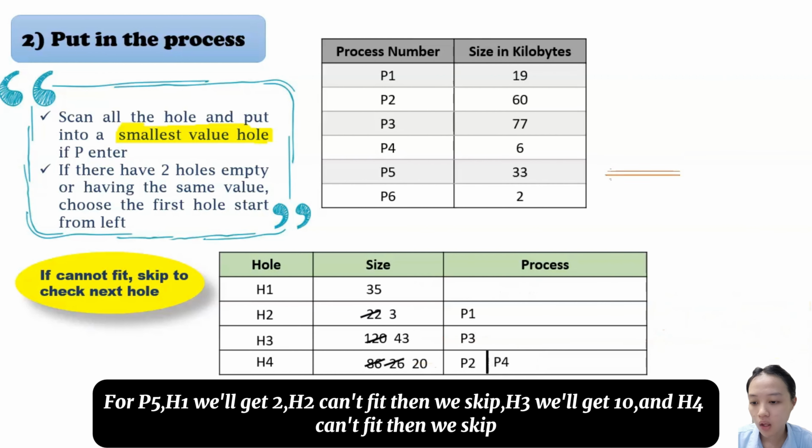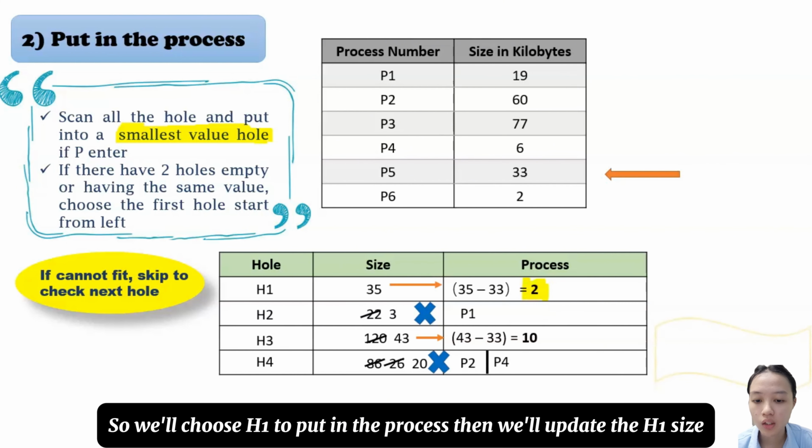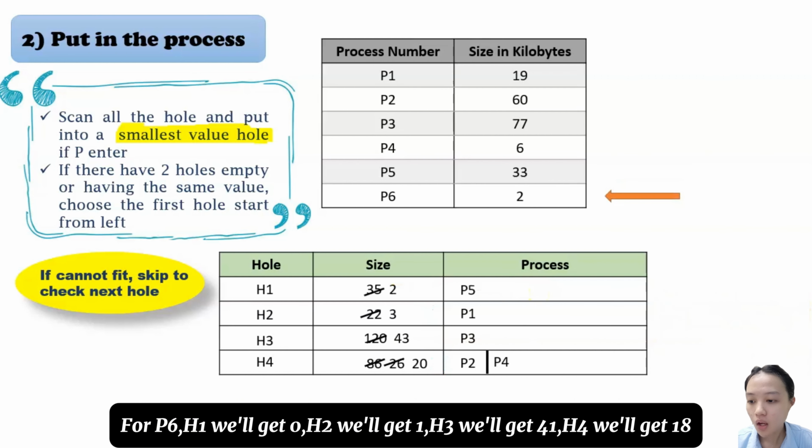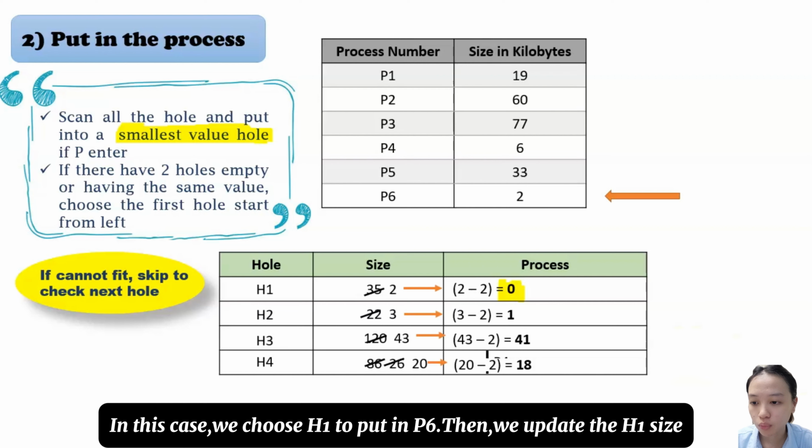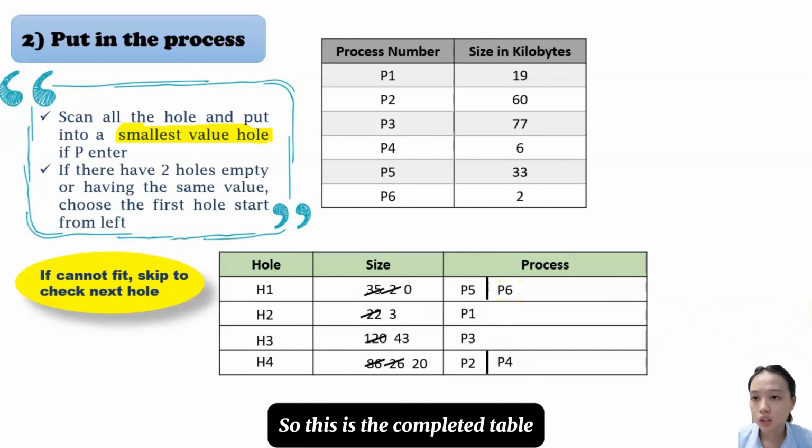So for P5, H1 we will get 2, H2 cannot fit, then we skip. H3 we will get 10 and H4 cannot fit, then we skip. So we will choose H1 to put in the process, then we will update the H1 size. So for P6, H1 we will get 0, H2 we will get 1, H3 we will get 41, H4 we will get 18. So always remember that we have to choose the smaller value hole to put in the process. So in this case we choose H1 to put in P6. Then we update the H1 size. So this is the completed table.